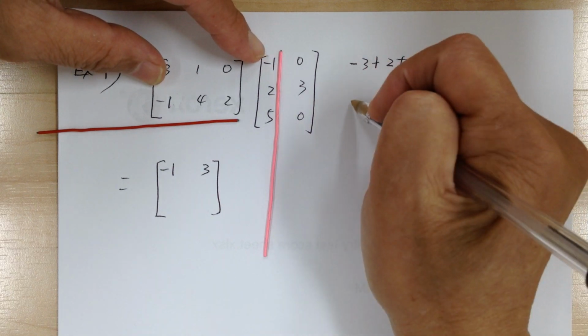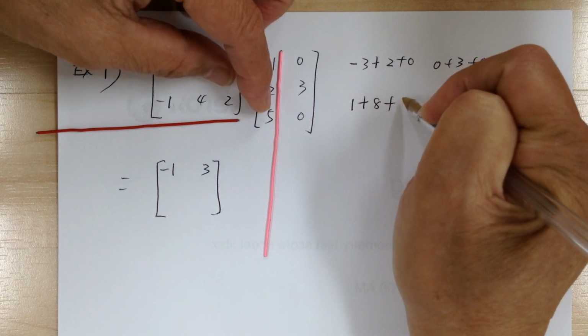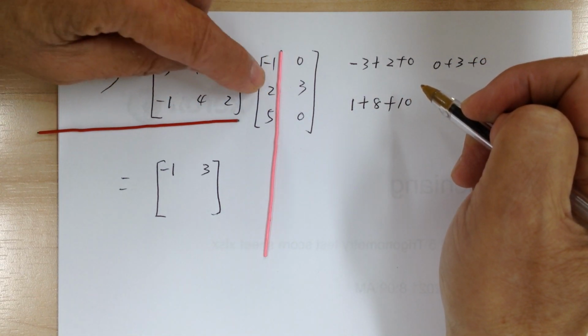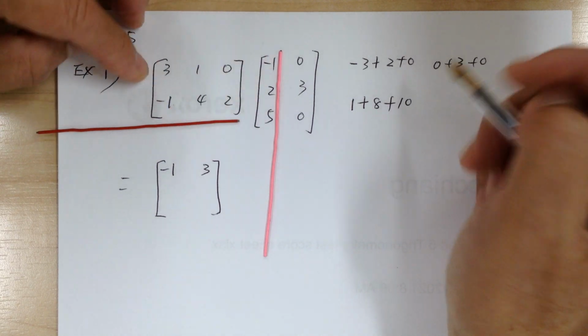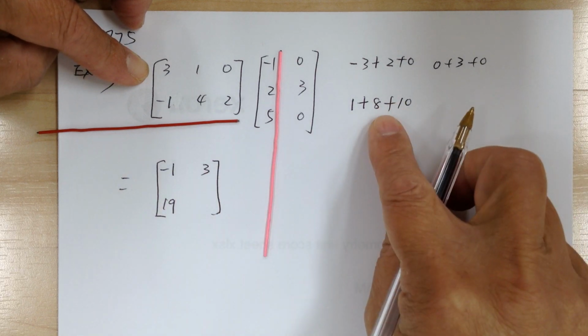So when I multiply, this would be 1 plus 8 plus 10, right? Again, first number times first number, second number times second number, third number times the third number. Okay, so row times column. And this will give me 19, okay? And again, notice where I put this, right?